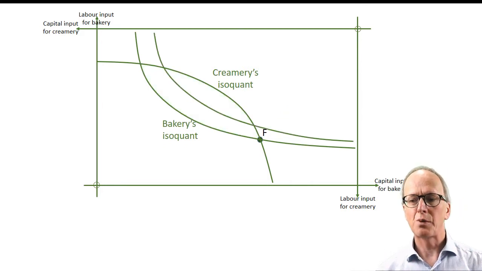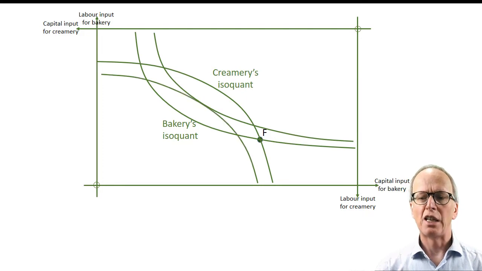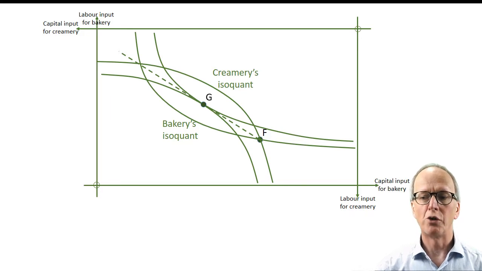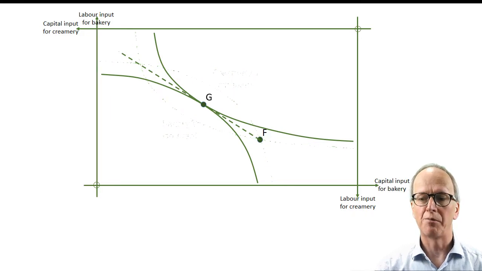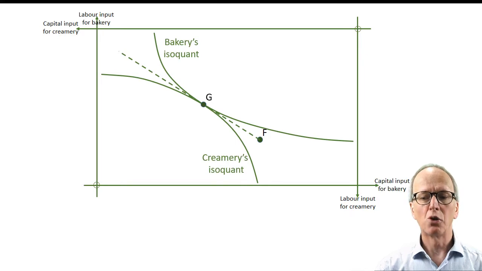In this context, we say that a resource allocation is Pareto efficient if it is impossible to increase production of one good without reducing production of the other one. In the diagram, we're looking for a situation in which there is no lens formed by the isoquants. That can only be possible if the isoquants touch but do not cross, as at point G. You'll see that there is also a common tangent at G.